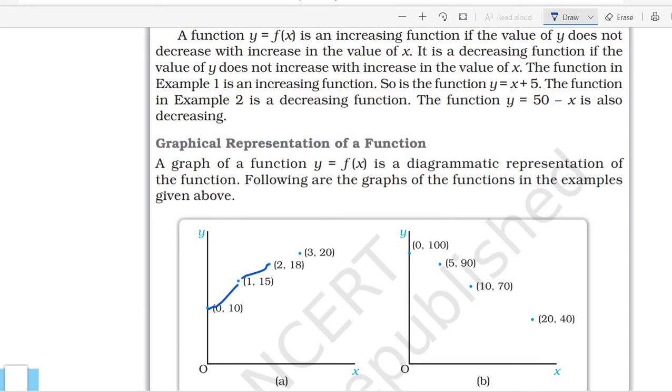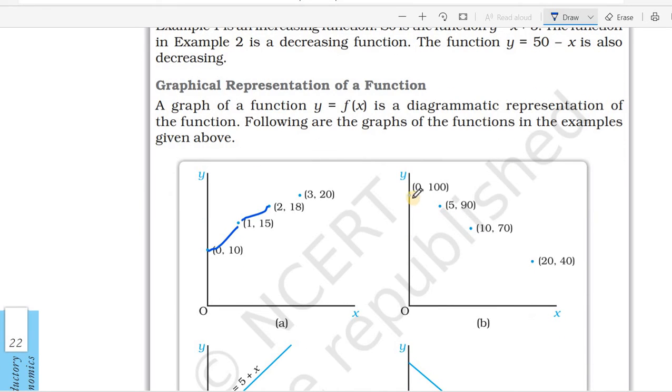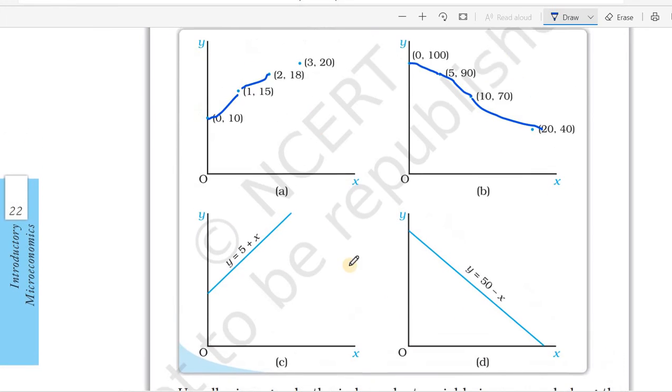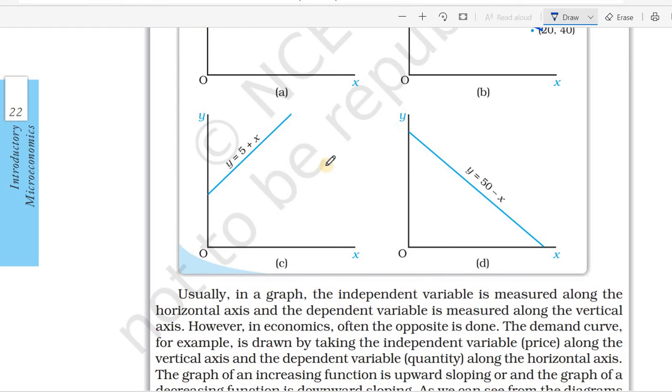Then another one, 50 minus x, is decreasing, from this point to this point, and this point to this point. It is a decreasing function. If we join these points with a line, we will get a diagram like this. In this one y equal to 5 plus x, and in this one y equal to 50 minus x. We can understand this is an increasing function and this is a decreasing function.